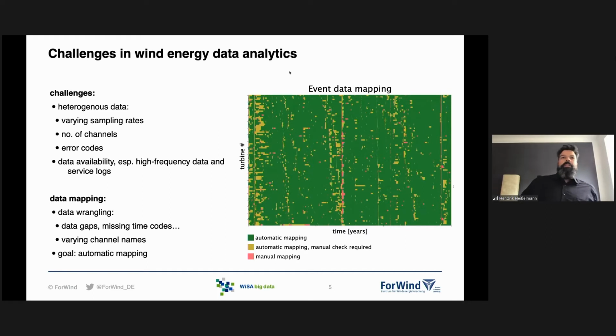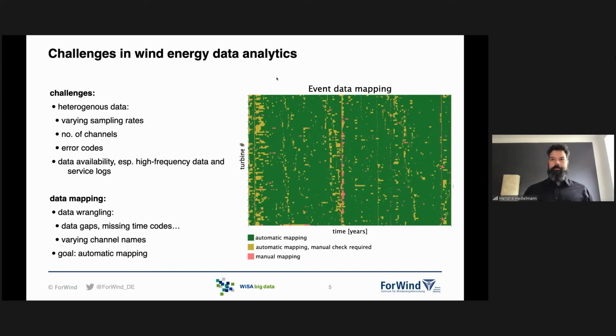So what we've heard already is that there's some challenges. On the one hand, we have this heterogeneous data. We have different sampling rates for different sensors. This is not only the sensor sampling rate, but it's also how data is pre-processed. Between different turbine types, between different wind farms or different operators, we have varying numbers of channels which are provided from the turbines. We have these status or error codes, which are also differing between different turbines.